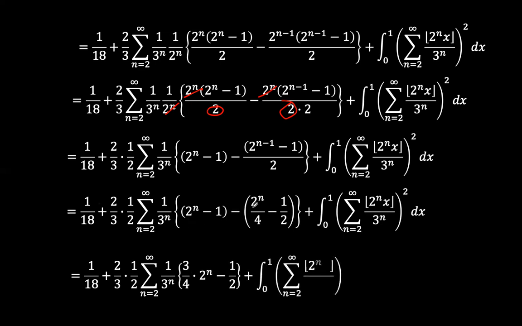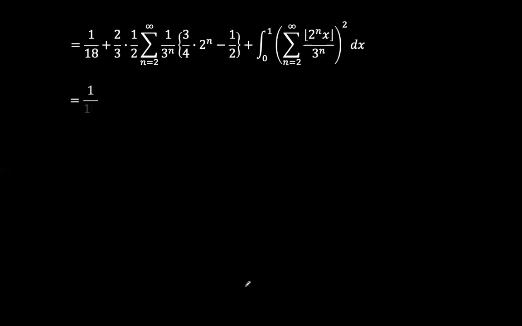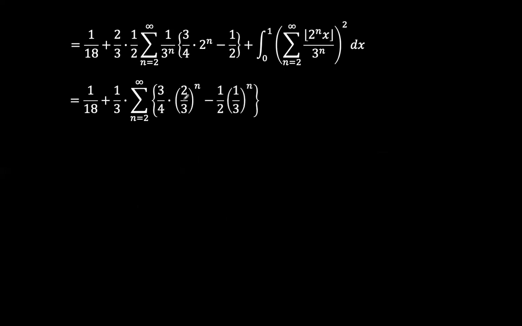But before that, we could subtract these from this. So we have 3/4 of 2 to the power n minus 1 plus, since this is negative times negative, negative 1 plus 1 is a negative half. So this becomes a little bit simpler. So multiply through the power in the denominator across. So we get 1 over 18 plus 1 over 3 times the summation of, in brackets, 3/4 of 2 over 3 to the power n, minus a half times 1 over 3 to the power n.